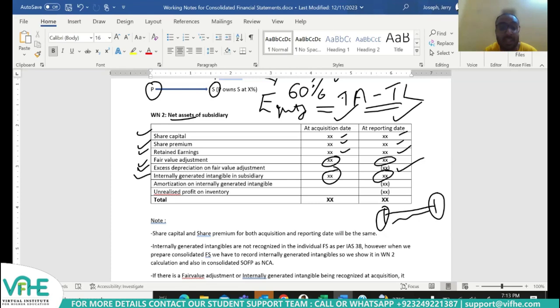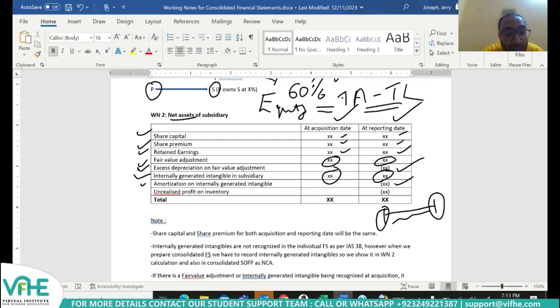Now we have to bring in amortization for this. So this is the adjustment for that, that is amortization on internally generated intangible. And that is deducted at the reporting date because amortization is at the year end.